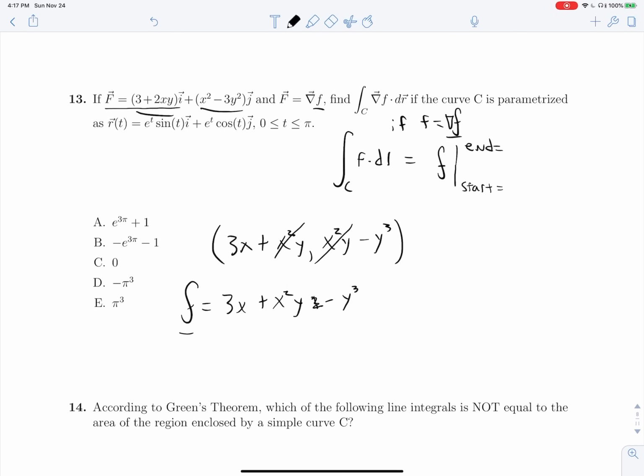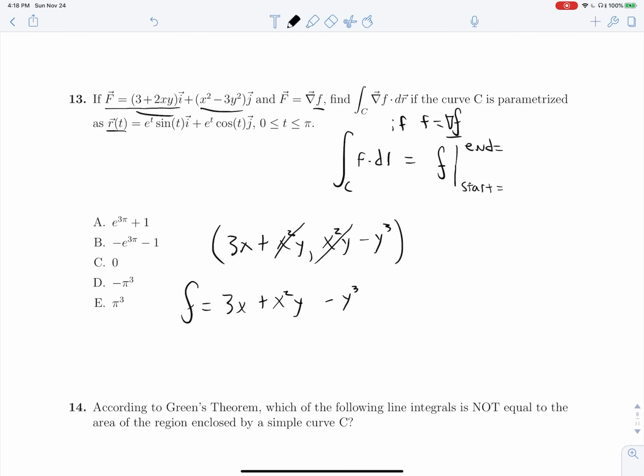Our gradient, the x component of our gradient is going to be 3 plus 2xy, and our y component is going to be x squared minus 3y squared. So this satisfies things. So that is our potential function. Now we just have to figure out what the x and y coordinates are for the path that we're taking.